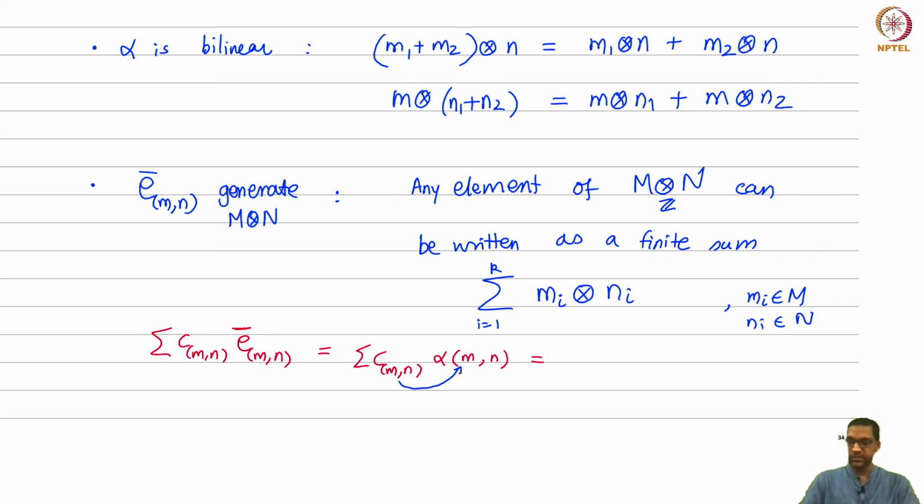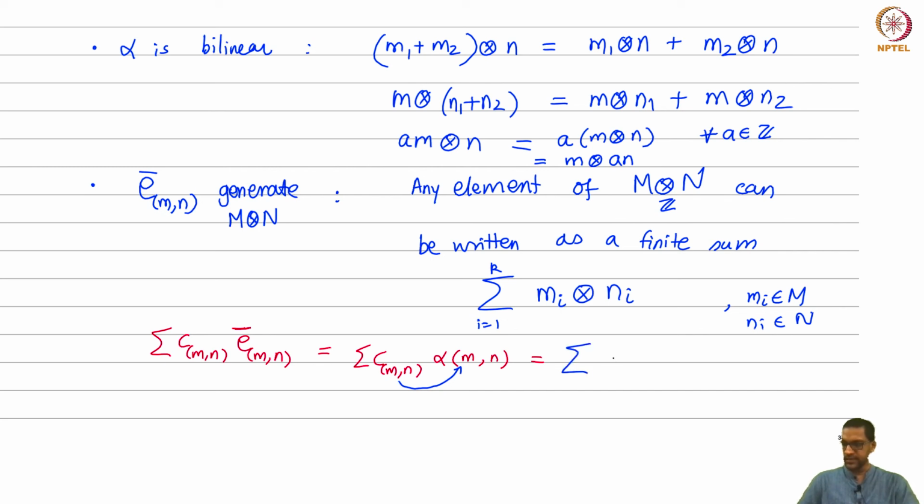Recall, by the way, when we said bilinear, we also made this remark earlier, that this also means that if I take (a m) tensor n, where a is an integer, then this is just a times (m tensor n) for all integers a, and this is also the same as m tensor (a n). Why is this? Well, we proved this: bilinearity just means that multiplication by a is like repeated addition those many times. So this last axiom just follows from the earlier ones.